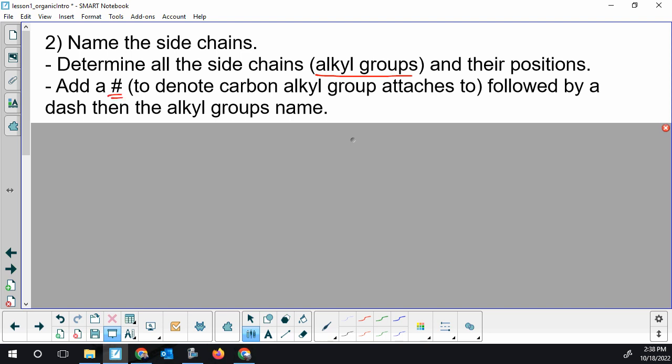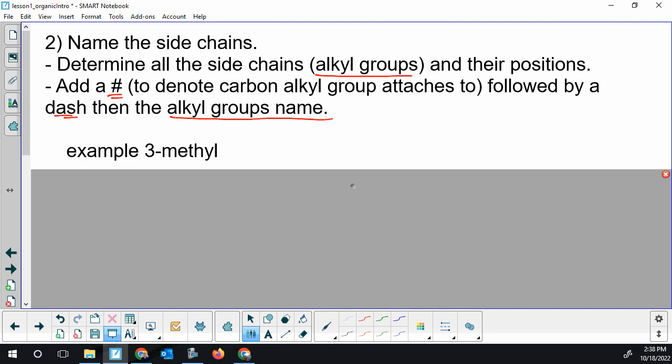So number, dash, alkyl group name. I've seen this a few times. This would look like 3-methyl, okay, 3-methyl: number, dash, alkyl group name.